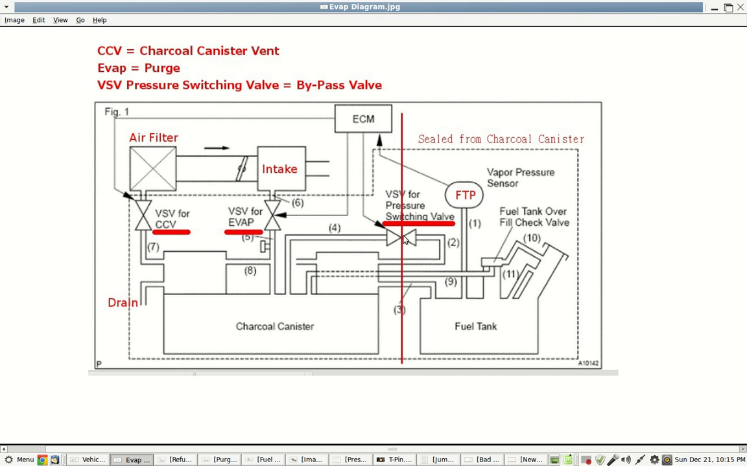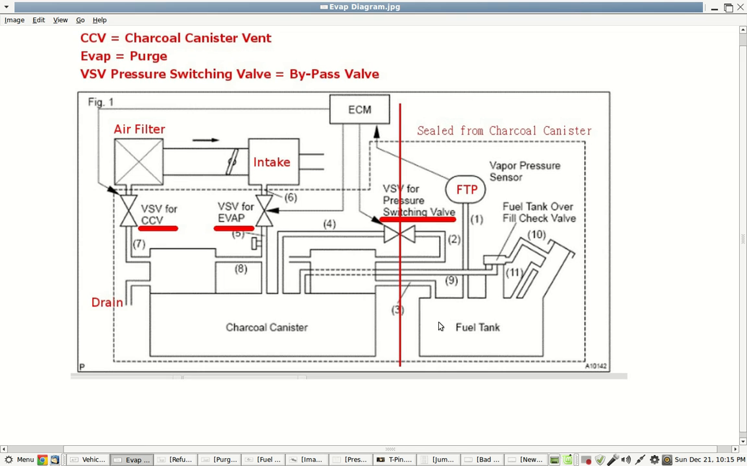So this is how it's controlling. It's literally sealing the system through this valve. Anything on this side and anything on this side do not interconnect when that valve is closed. They're completely separated. Okay?